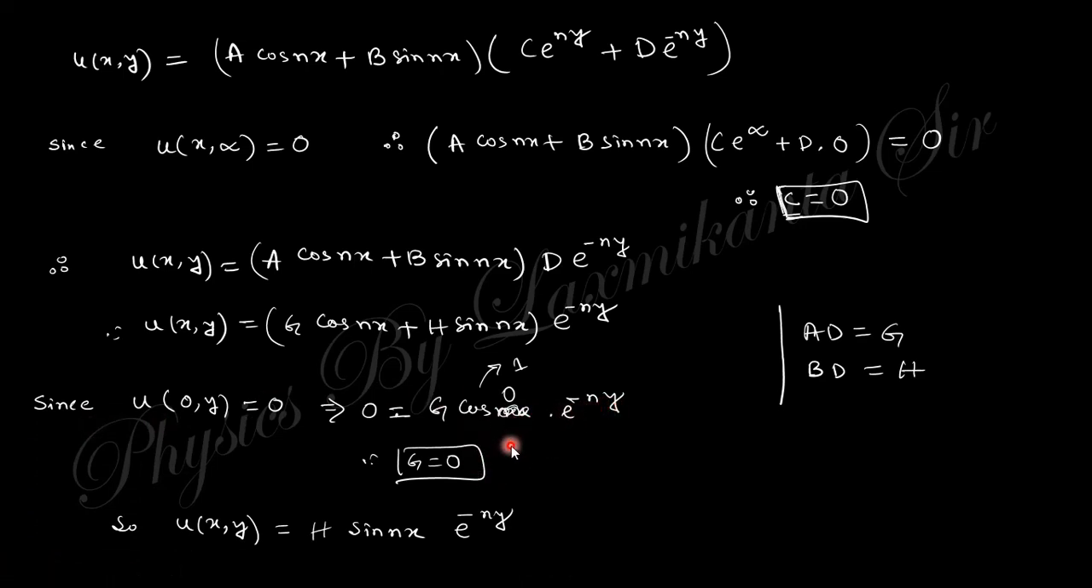So you can see this is not 0 and cos 0 is 1. So g must be 0. So you will get g equals 0. So the remaining term will be u(x,y) equals h sin nx e to the power minus ny. Clear? So you use these two boundary conditions, and you have another two boundary conditions remaining.